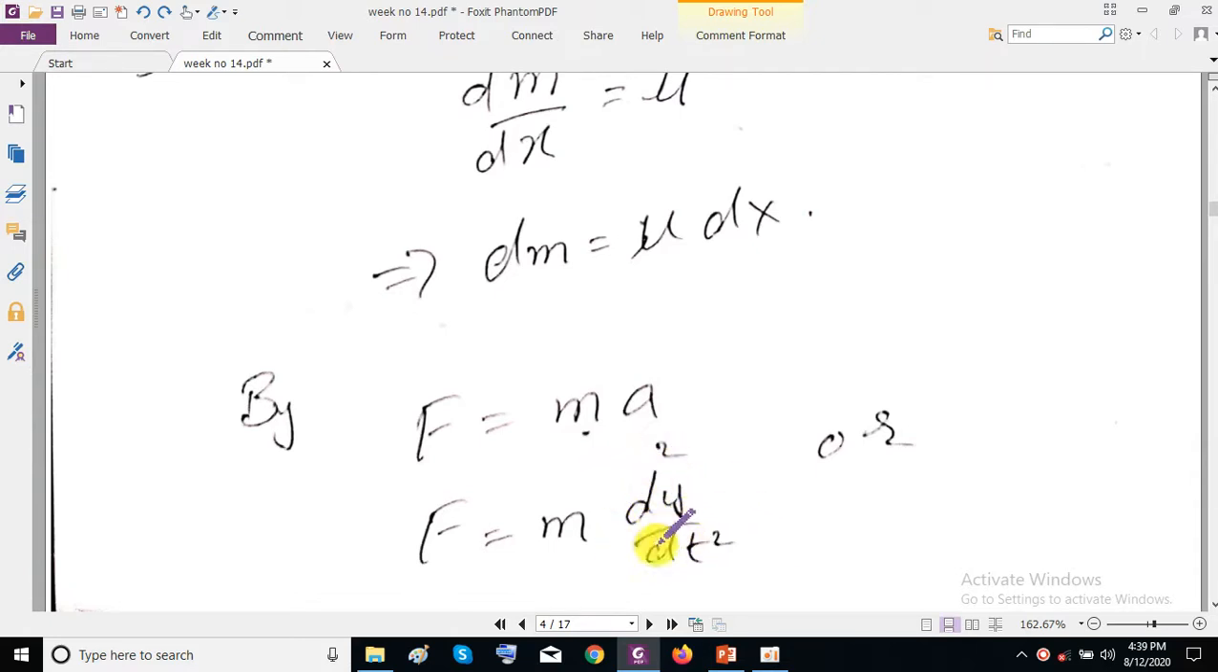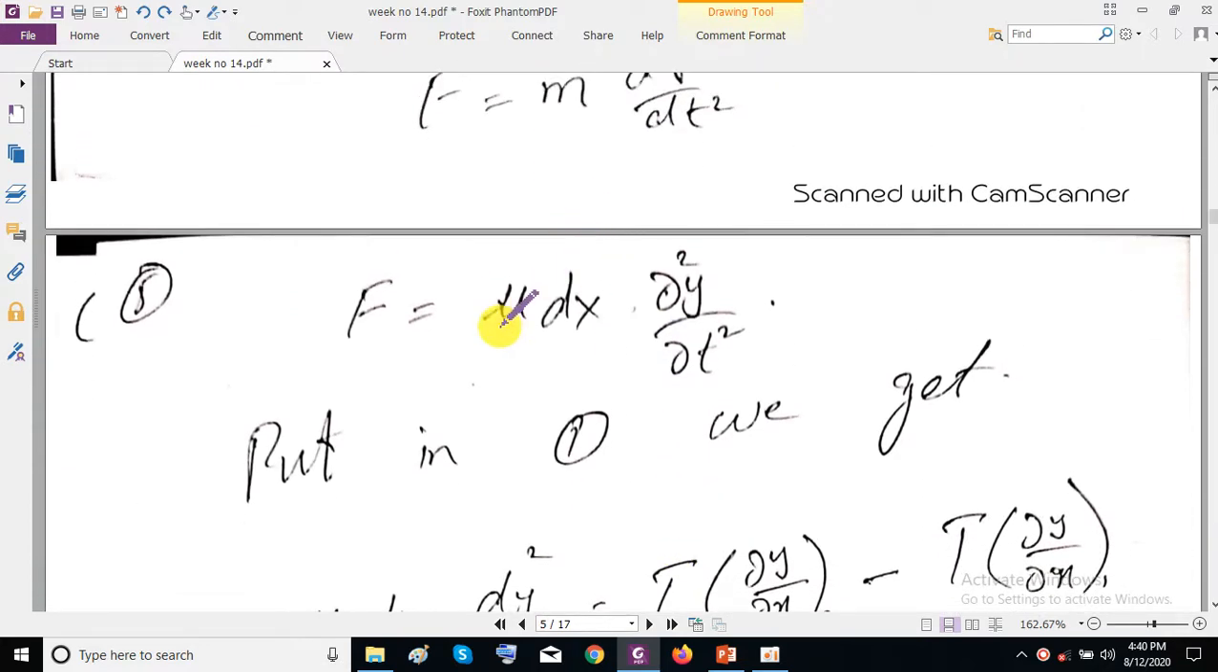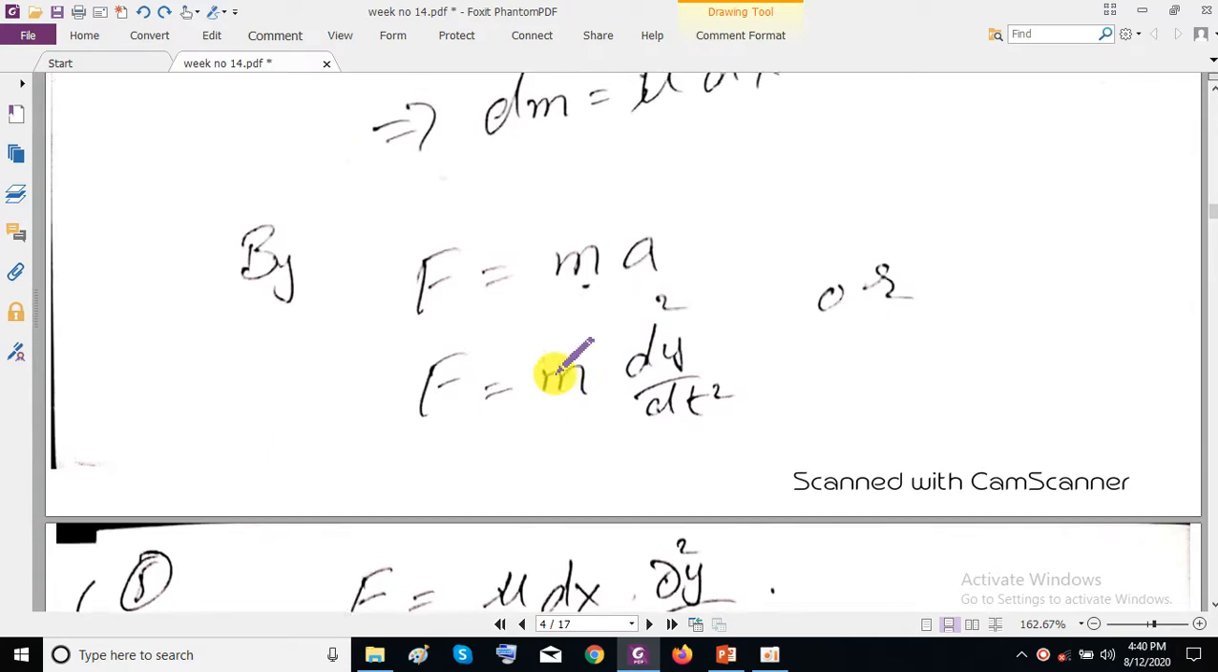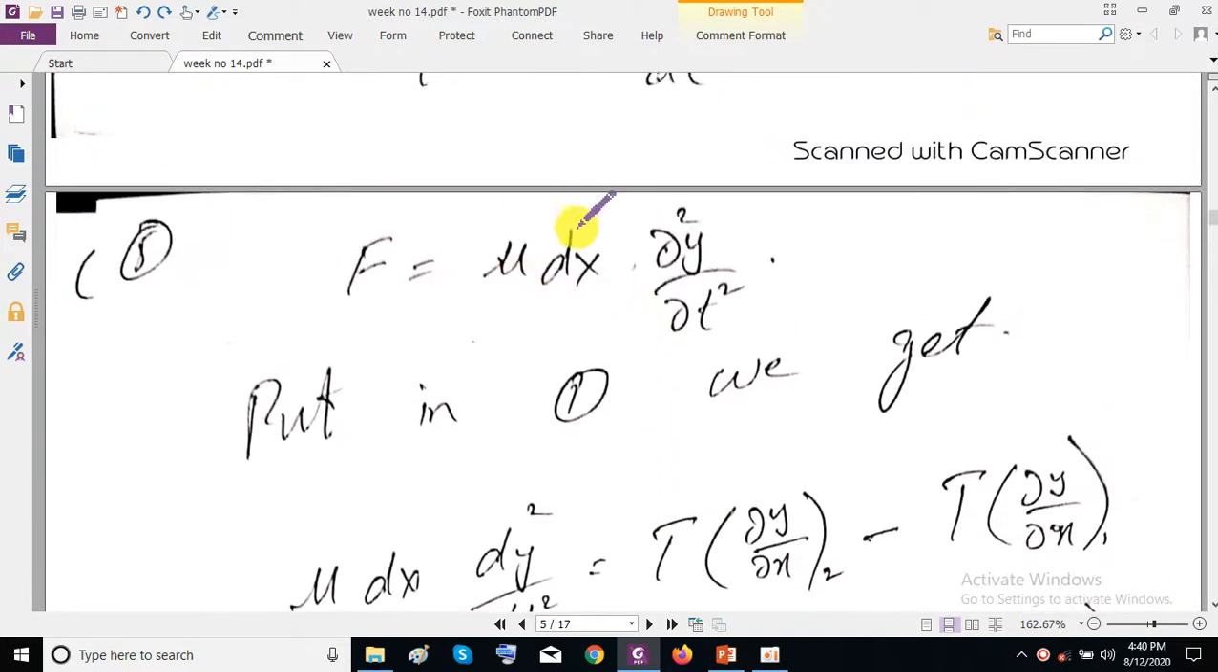Okay, this is partial square y by partial t square, because y is a function of x and t, so we use the partial derivative. Okay, so in place of m we have this. This m is basically dm, because we take a small portion of string, so the mass will be dm, meaning a small mass. We did not write it, but this is dm, and the full value of dm I have put here: mu dx partial square y by partial t square.